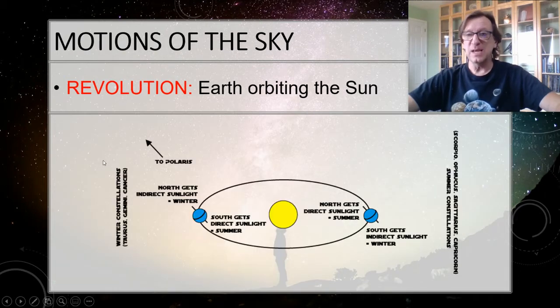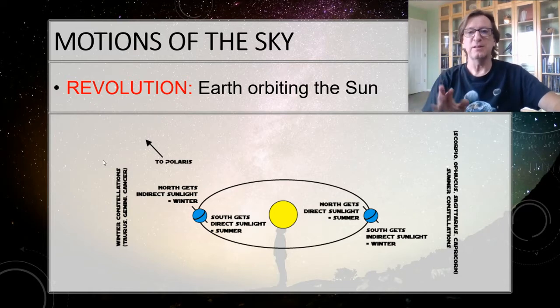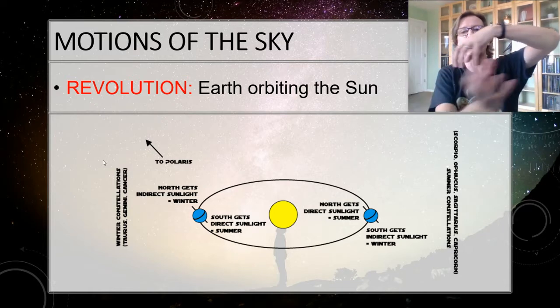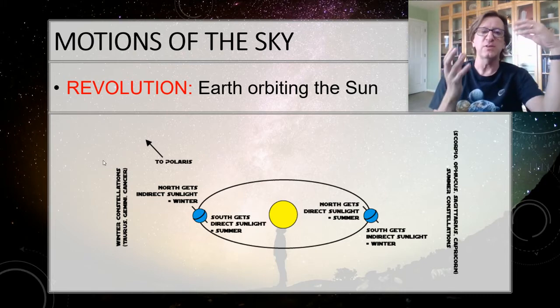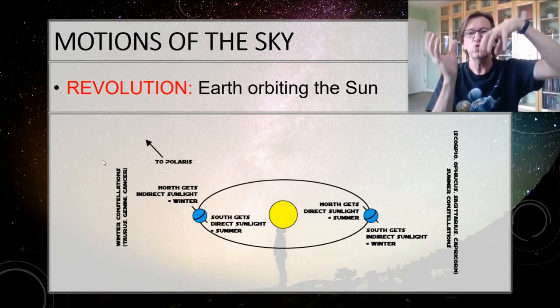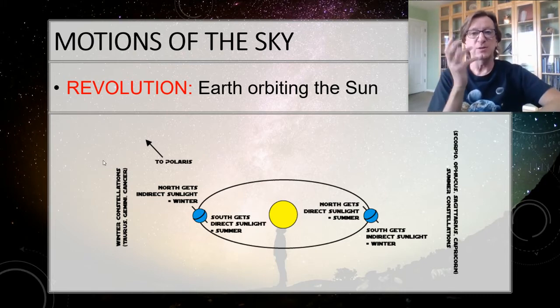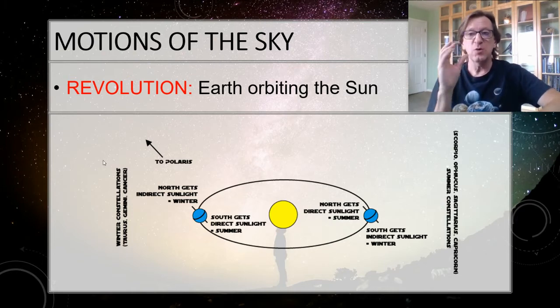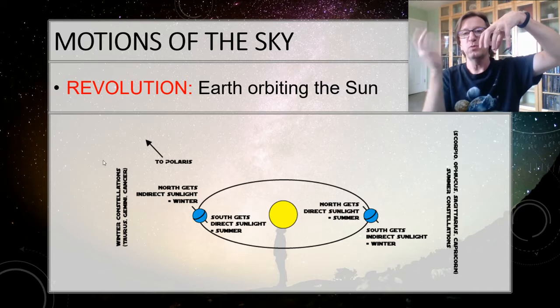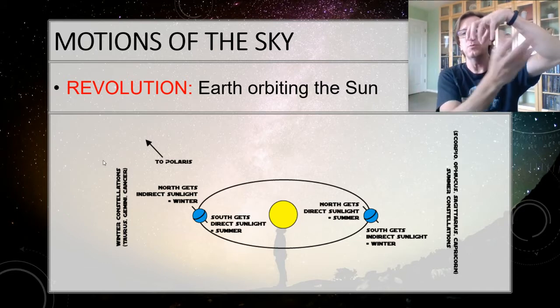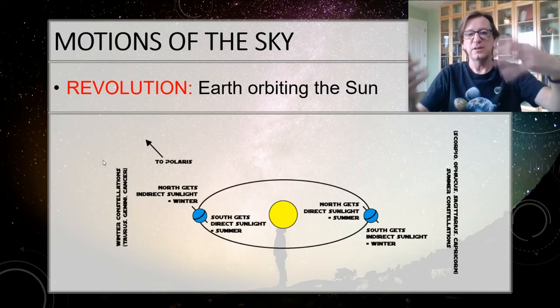So the second motion is revolution. Now, this is not power to the people or anything like that. This is one body going around another, and that's one way that you can tell the difference. Revolution is always about two bodies. Rotation is always about just one. So the Earth does not rotate around the sun, it revolves around the sun. The moon rotates on its own axis and then revolves around the Earth in the same way.